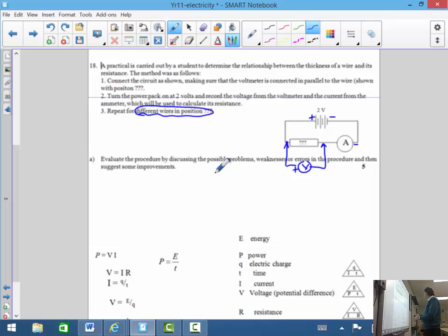Possible errors here may be a systematic error in the needle based on the ammeter, so it could have a zero error, or it could be calibrated incorrectly, in which case improvements would be to replace the actual equipment and try it again, or re-zero it. You could try a much greater range of voltages as well, because I've only said you start on 2 volts here. You could try this at a whole range of other voltages and see what you get to see if it's actually confirmed. So those are some of the improvements you could do.